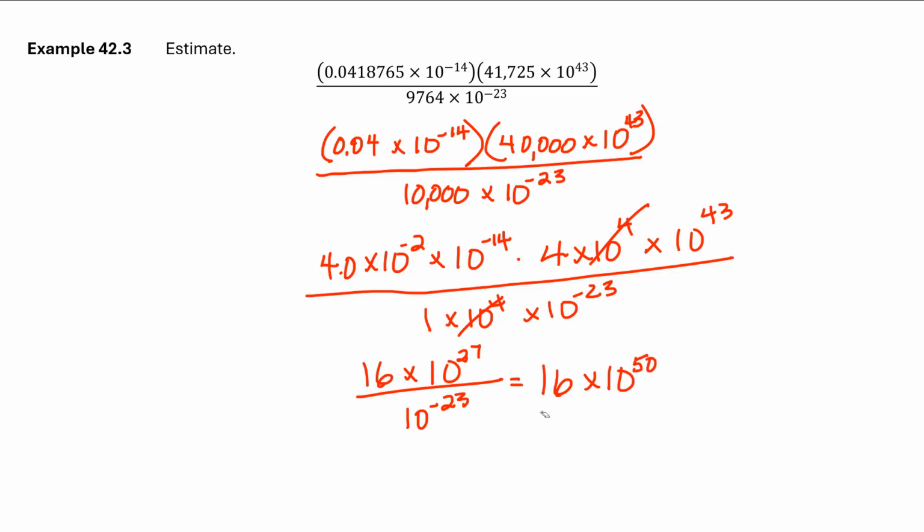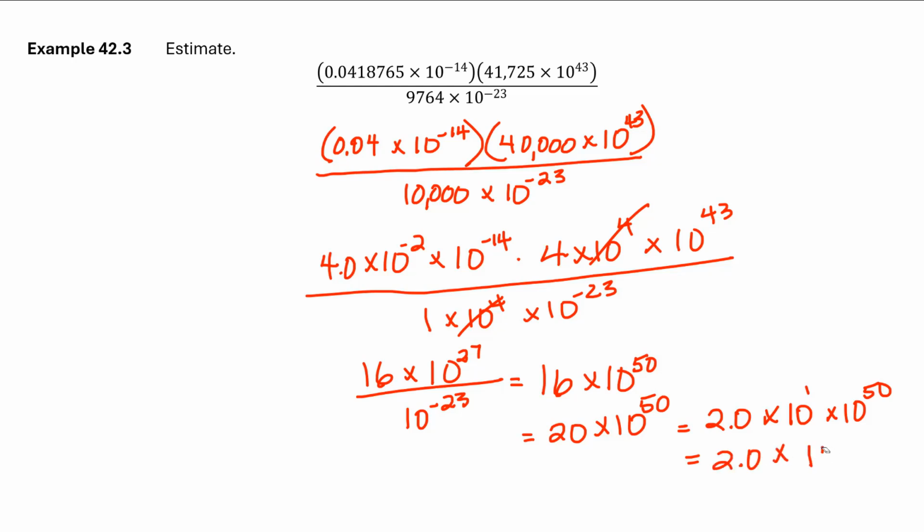And then we would want to write that. Well, first of all, 16 estimates to 20. So 20 times 10 to the 50. And then that would be written as 2.0 times 10 to the 1 times 10 to the 50. And so that would be 2.0 times 10 to the 51. So that is how you estimate with scientific notation.